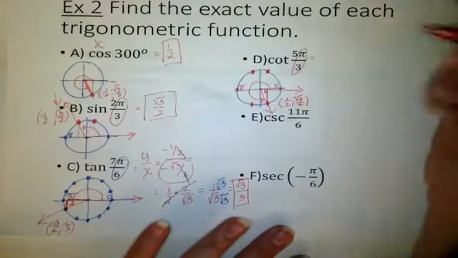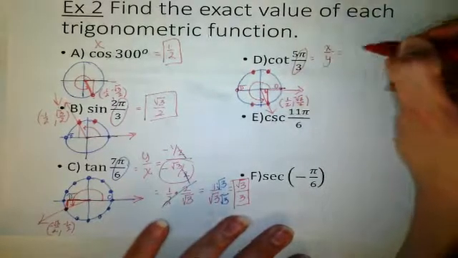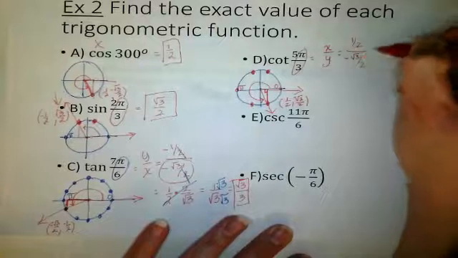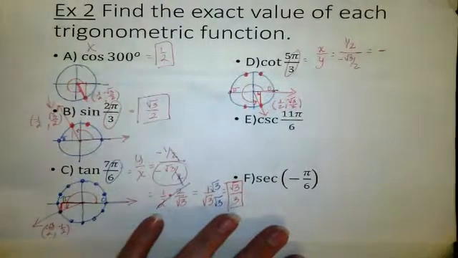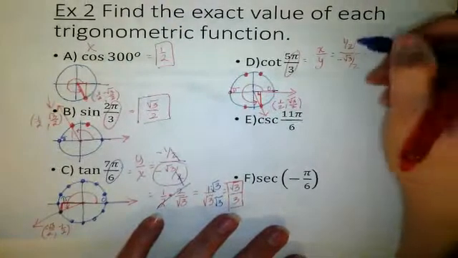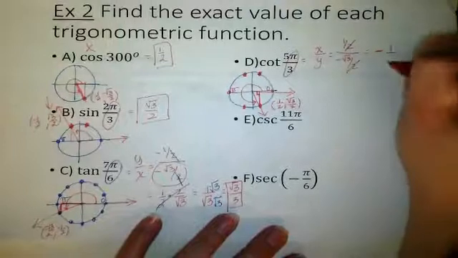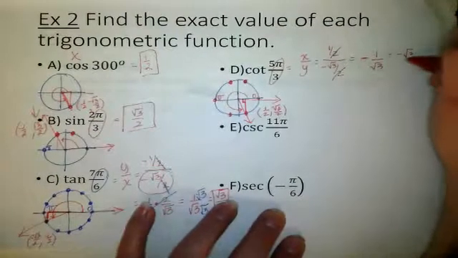All right, and so how do we find cotangent? X over y. Very good. So 1/2 over negative root 3 over 2. Positive or negative result? Negative. Negative result. And then what happens with the 2's? The denominators reduce, which is kind of nice. So just negative 1 over radical 3, which is great, or negative radical 3 over 3.